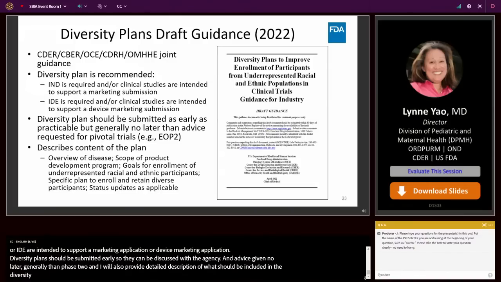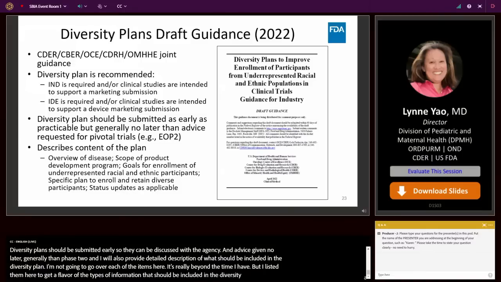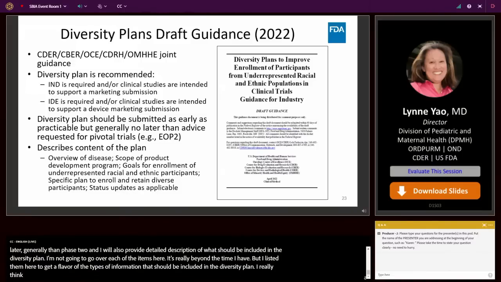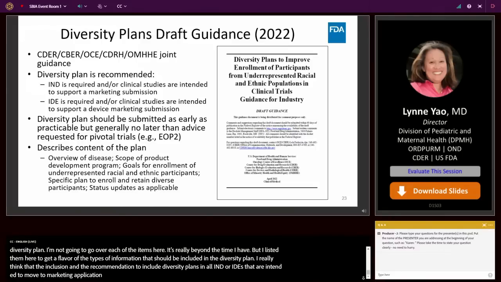I'm not going to go over each of the items here. It's really beyond the time that I have, but I have listed them here so that you can get a flavor for what types of information should be included in a diversity plan. I really think that the recommendation to include diversity plans in all INDs or IDEs that are intended to move to a marketing application will really move forward the inclusion of appropriate and diverse populations in drug development.